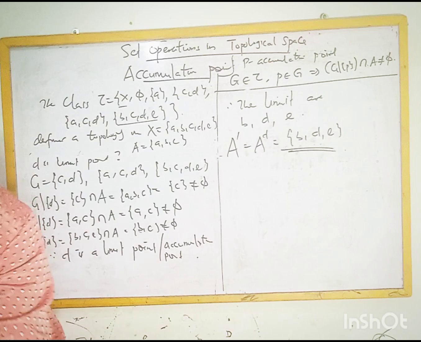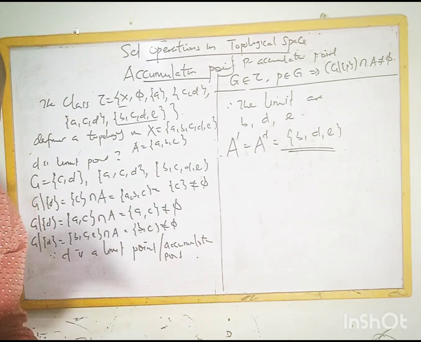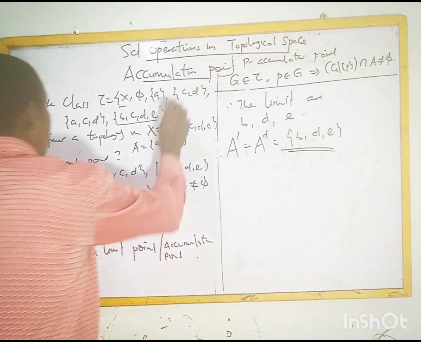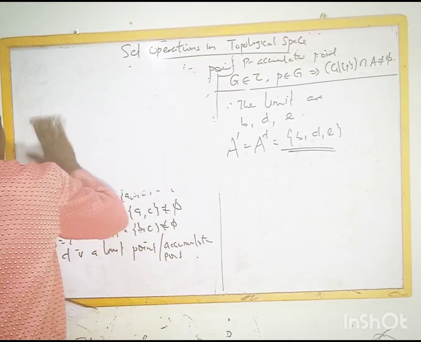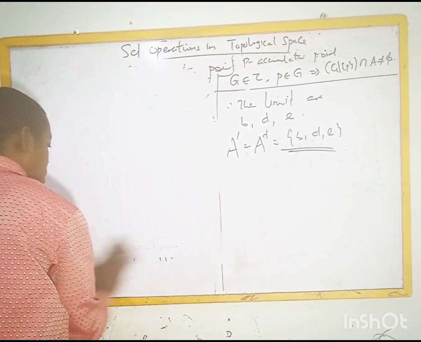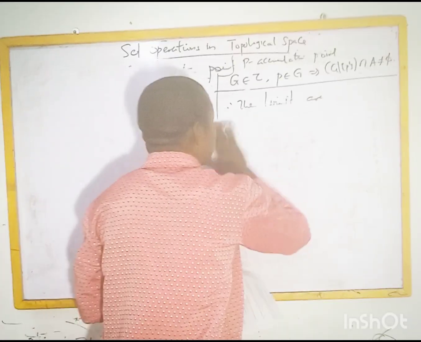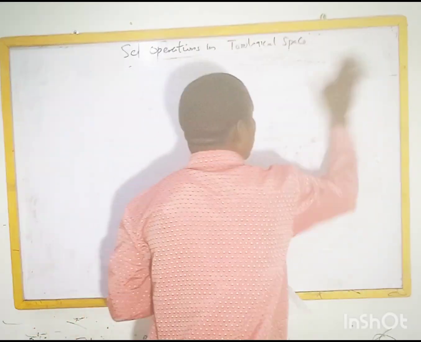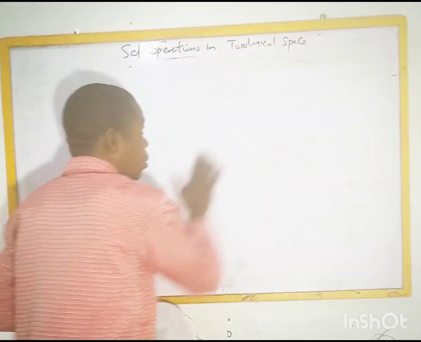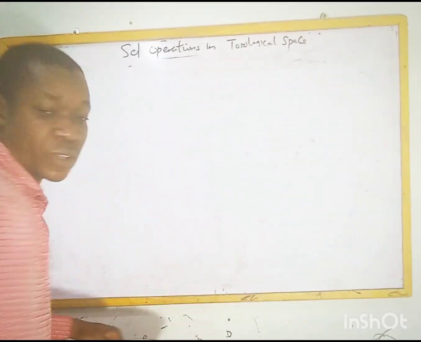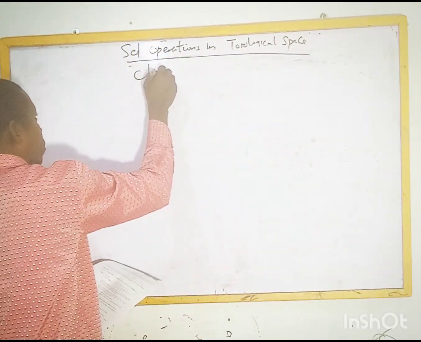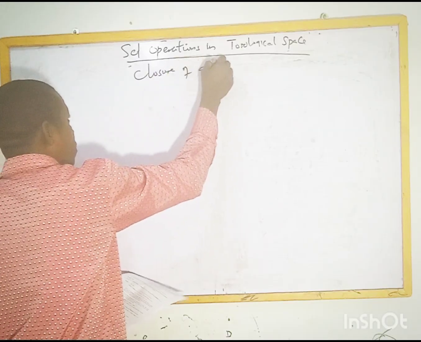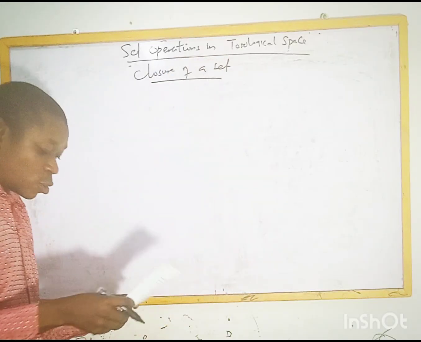Now, let's move on to the closure of a set. How do you determine that? Let's talk about closure. So let's look at the closure of a set now.